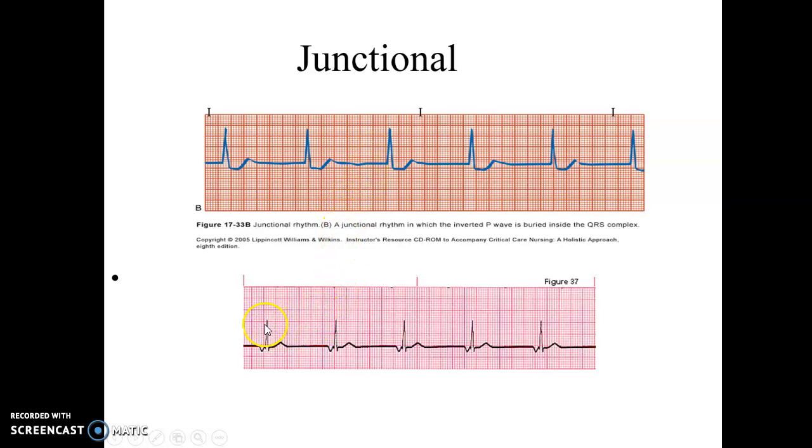This one here, I have a regular R to R to R to R to R. My rate is 50. Seems to be an ongoing rate here. I see I have an inverted P wave, and then I go immediately into my QRS. Looks like my PR interval is around 2 boxes here, so about 0.08. QRS size is normal. So this would be JR at 50.